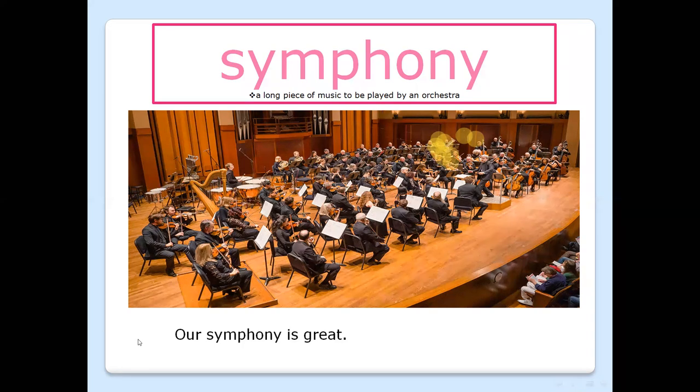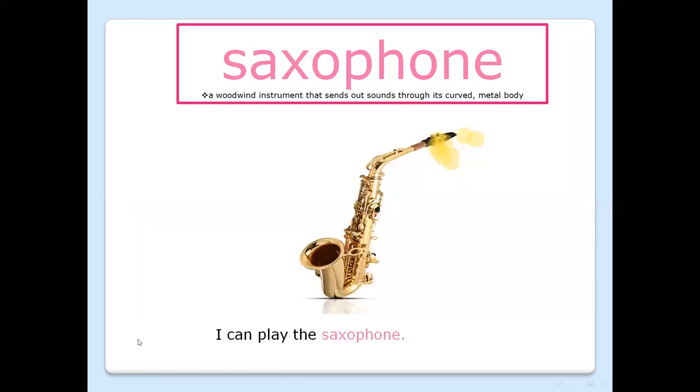Next Greek word is saxophone. Repeat the word with me, please. Saxophone. This is also a Greek word. What is a saxophone? Saxophone is a woodwind instrument that sends out sound through its curved metal body. Again, a woodwind instrument that sends out sound through its curved metal body.